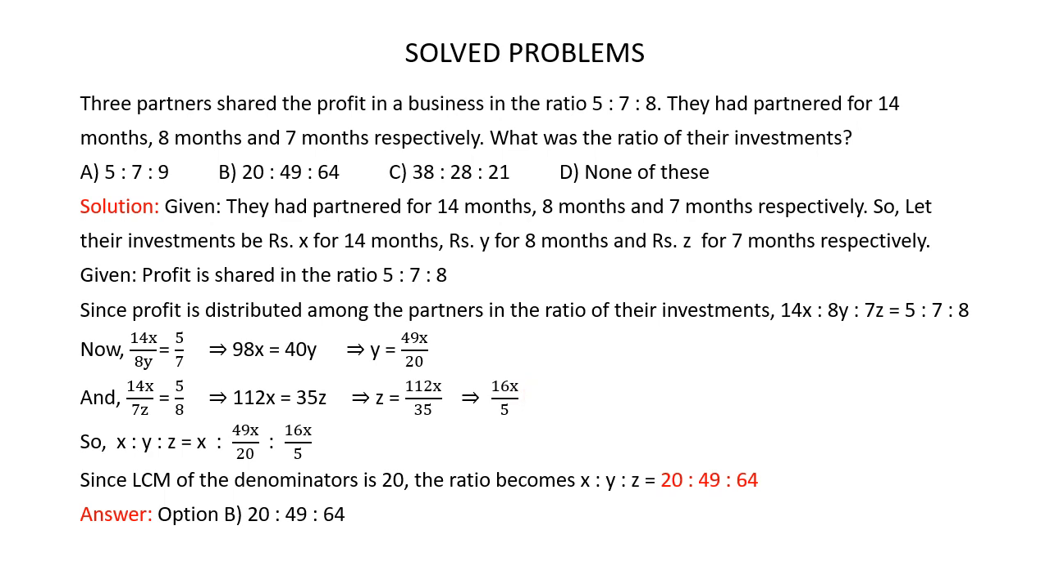So now the ratio of investment of x, y and z is x is to 49x by 20 is to 16x by 5. Now the LCM of the denominators is 20. So the ratio now becomes 20 is to 49 is to 64. So the ratio of the investments of X, Y and Z is 20 is to 49 is to 64. The correct answer is option B, 20 is to 49 is to 64.